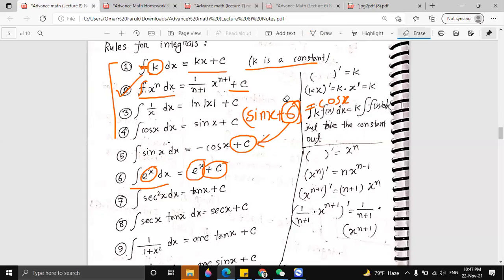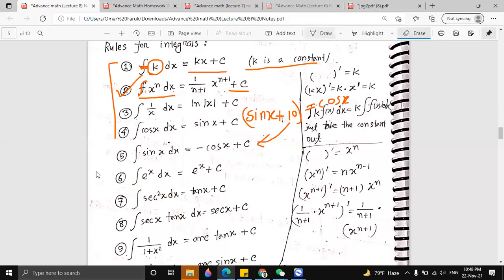And the derivative of sin x is also cos x, right? They are the same. The derivative of sin x is cos x, and the derivative of sin x plus maybe 10 is also cos x. That's why you have to write this c, because c is a constant. We can take any constant here.